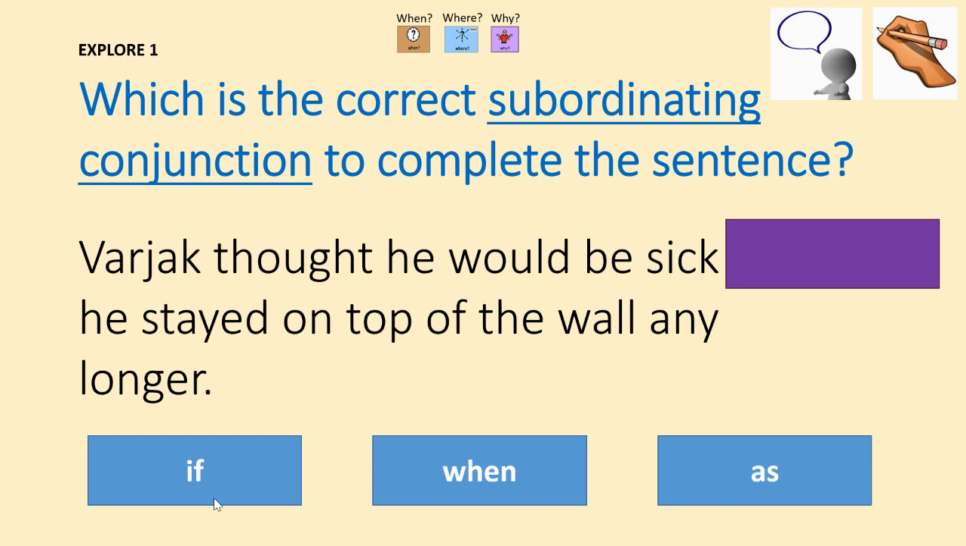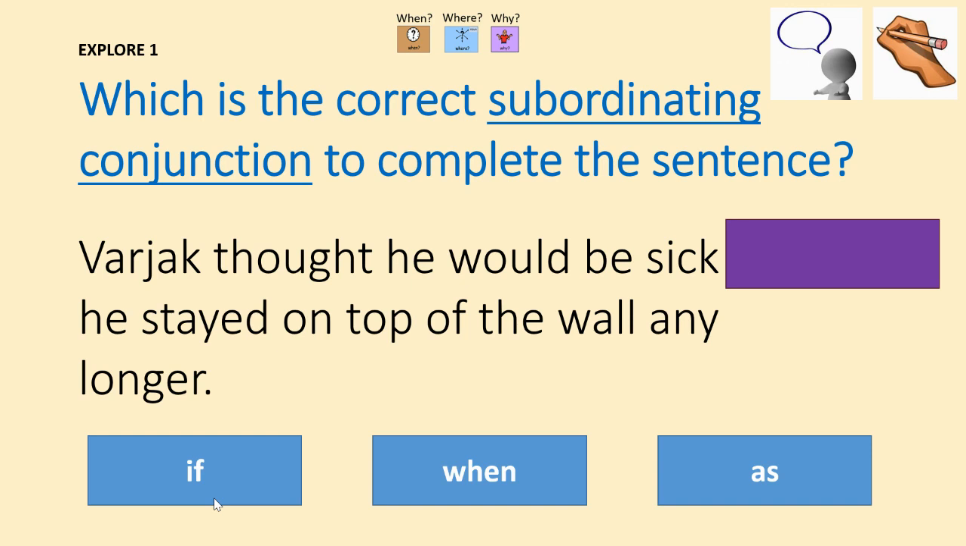Okay, great. So let's have a look and see. Varjak thought he would be sick if he stayed on top of the wall any longer. And that does sound right. That really does make sense. But let's just try the other two subordinating conjunctions just to confirm.